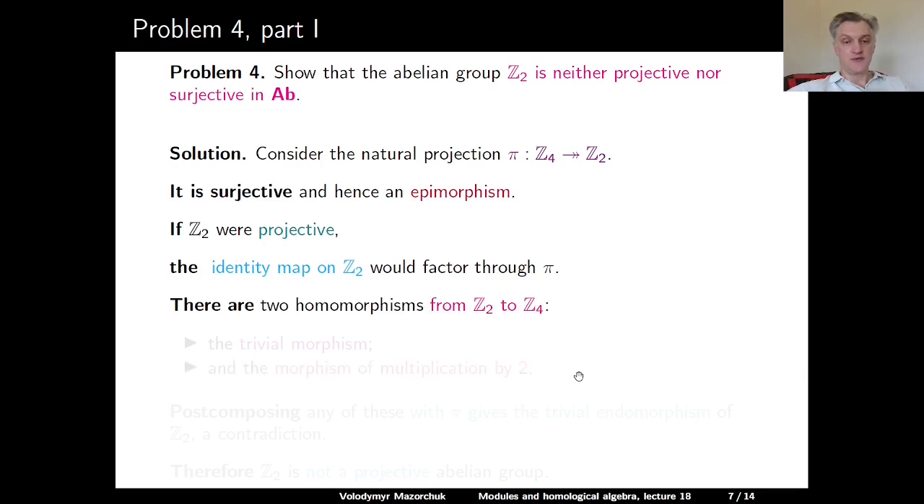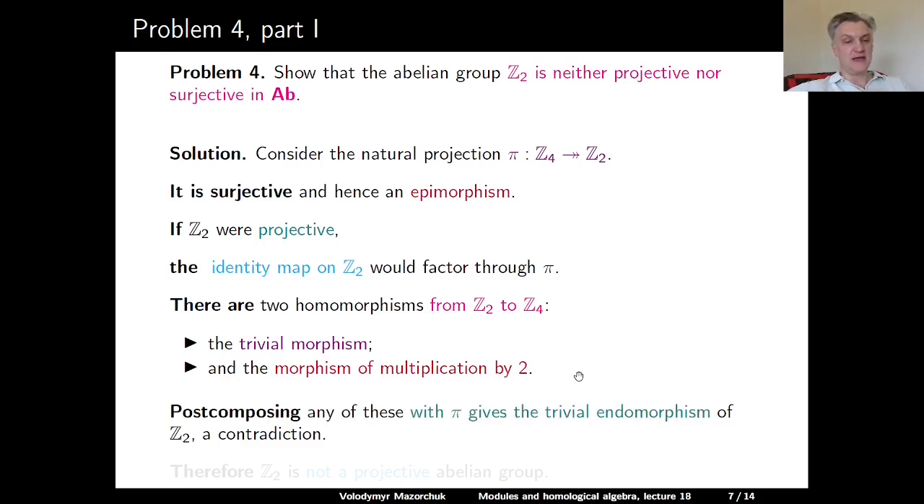There are only two morphisms from Z2 to Z4. The trivial morphism, it always exists, and the morphism of multiplication by 2. So the morphism which sends 1 in Z2 to 2 in Z4.